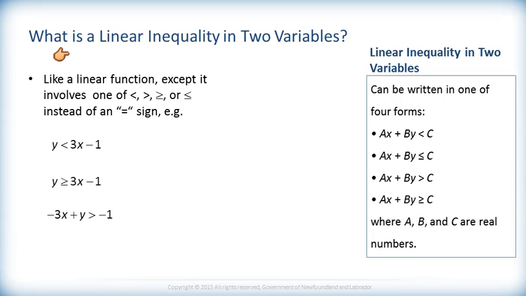So quickly, what is a linear inequality in two variables? Well, basically, it's like a linear equation. It's just that it involves a less than sign, a greater than or equal sign, or a greater than sign. It can be written in any of these forms, but it doesn't have to be, as long as it's a first degree equation. So for example, this one is in the form ax plus by, because it's got a negative 3x plus 1y and a c value over here. But this one's just been rearranged.